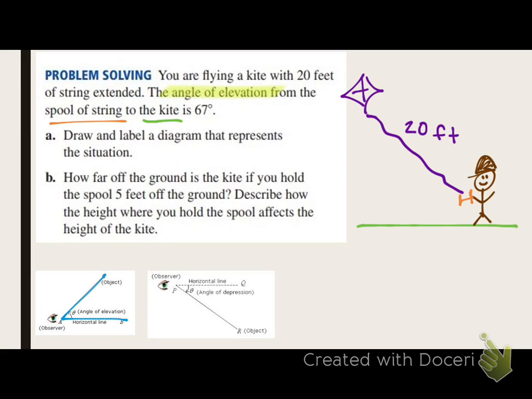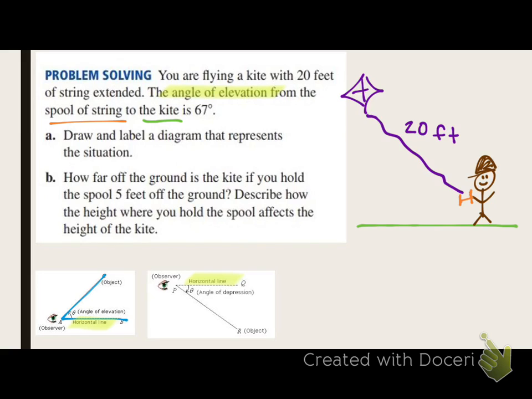So here's an angle of elevation. What will one of the sides always be? They'll be horizontal. So an angle of elevation starts at a horizontal line and goes up. Angle of depression, horizontal line goes downward.